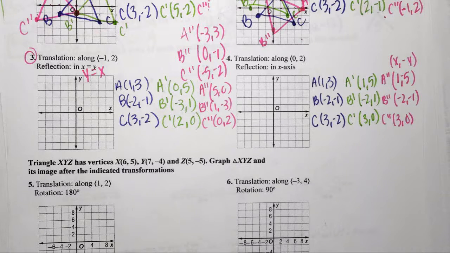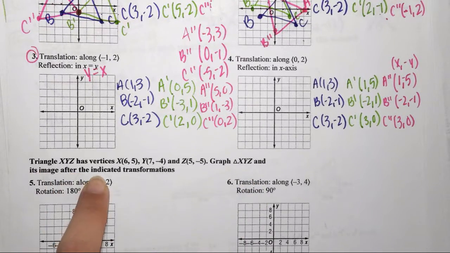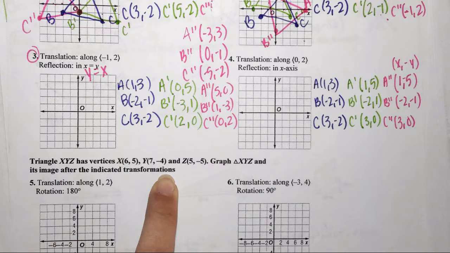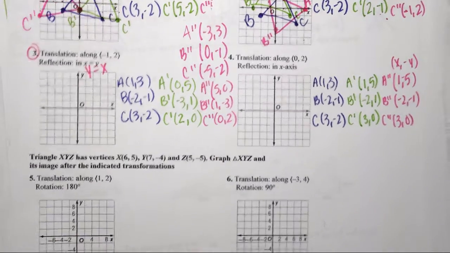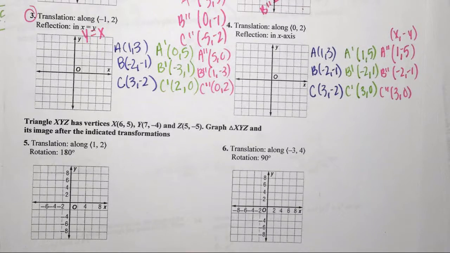All right, are we ready for the bottom? Because the bottom, what does the bottom do differently? It rotates. So the directions say triangle XYZ has these vertices. Graph the triangle and its image after the indicated transformations. Are we ready? Hold on. Okay, I'm bracing myself.